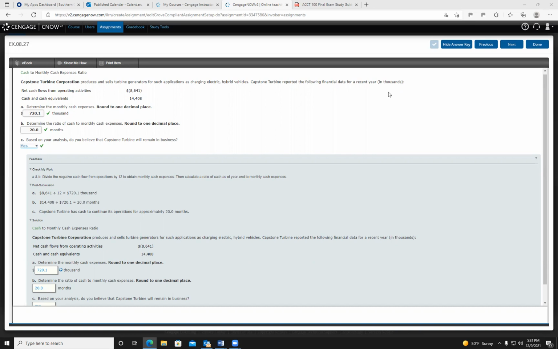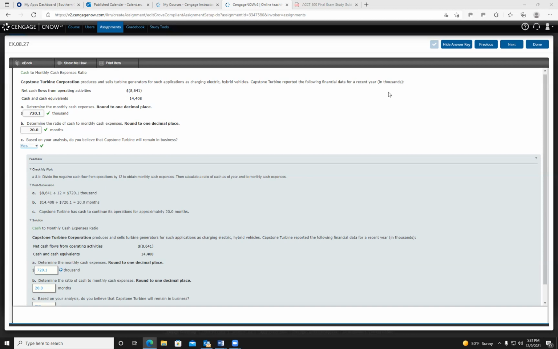So we had net cash flows from operating activities and cash equivalents. Determine the monthly cash expenses and then determine the ratio of cash to monthly cash expenses. And then based on your analysis, do you believe that Capstone will remain in business? First things first, let's do A. Let's determine the monthly cash expense.